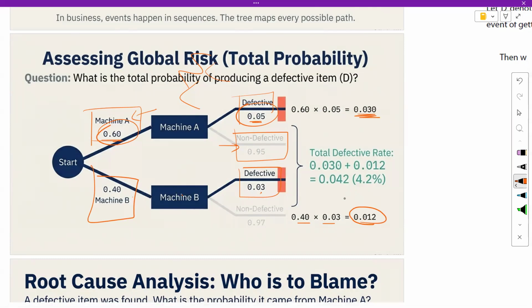Now see the total defective rate: 0.03 and 0.012 altogether. So the probability of a defective item from A or B is, altogether, 4.2%. Right?